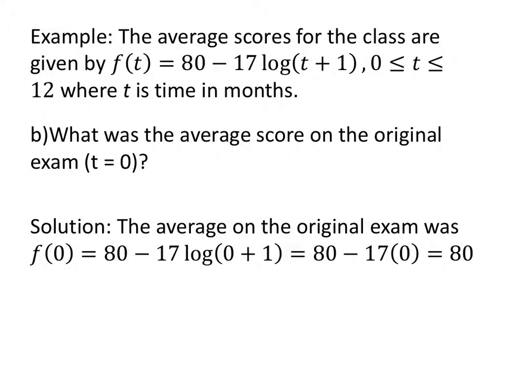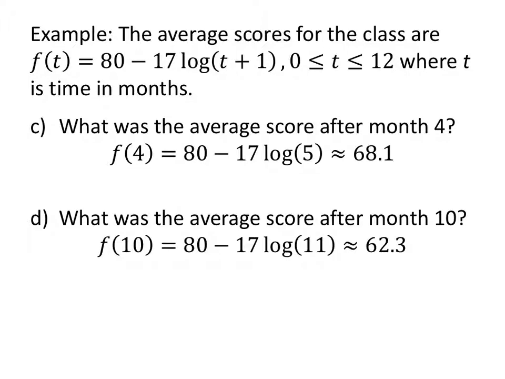What was the average score on the original exam? Well, when t equals 0, I'm putting 0 in for t. 0 plus 1 is 1. Log base 10 of 1 equals what? Well, what power do I put on 10 in order to get 1? The power, the logarithm, is 0. So this is 80 minus 17 times 0, which is 80. The average on the original exam was an 80.